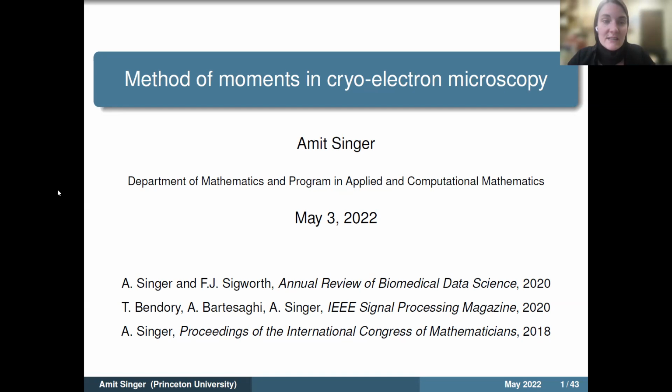Our speaker today is Amit Singer, who is professor of mathematics at Princeton. Professor Singer received his PhD in applied mathematics from Tel Aviv University in 2005 and served as a Gibbs assistant professor in applied mathematics at Yale before joining the faculty at Princeton in 2008. Amit has established himself as a leader in the mathematical analysis of noisy data provided by cryo-electron microscopy. Today, he will tell us about the method of moments.